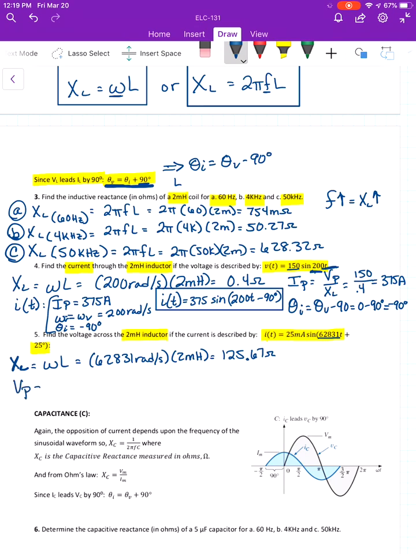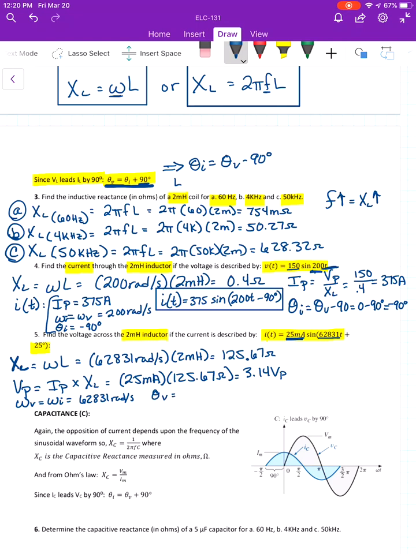So if we're looking for our V peak, it's going to be I peak times X sub L. And I peak we get straight from the equation, the 25 milliamps times X sub L. And that gives us 3.14 volts and that's peak voltage. Omega V is equal to omega I, so I don't really need to do anything there. That's just going to be 62,831 radians per second still.